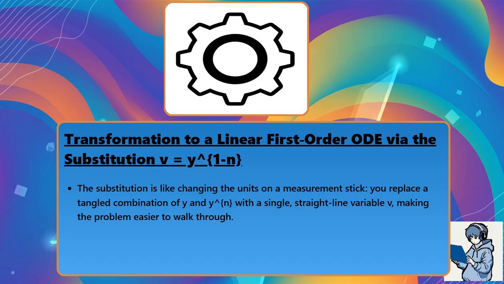The substitution is like changing the units on a measurement stick. You replace a tangled combination of y and y to the n with a single straight-line variable v, making the problem easier to walk through.